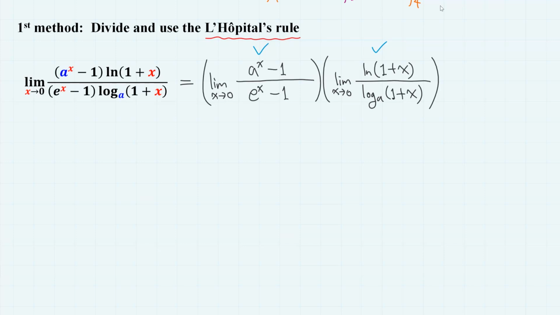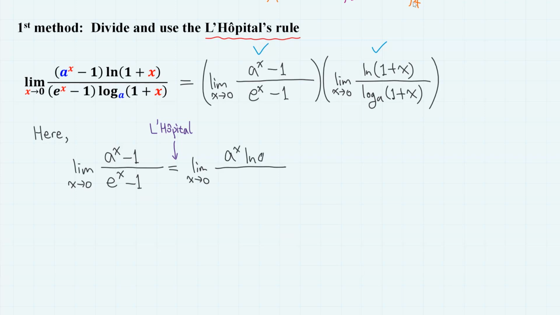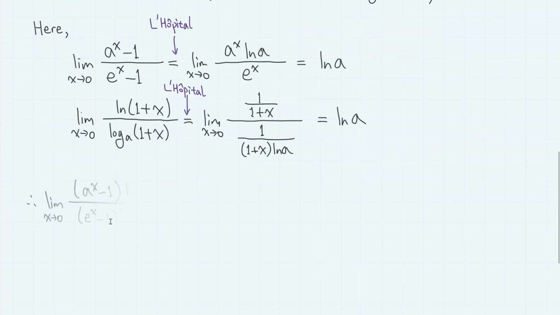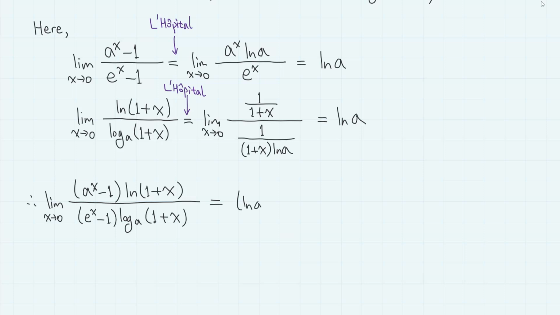The limits on the right hand side now can be evaluated using the L'Hopital's rule. So the first limit of a to the power of x minus 1 divided by e to the power of x minus 1 is equal to the limit of a to the power of x ln a divided by e to the power of x by L'Hopital's rule, which simply gives ln a. And the second limit, the limit of ln 1 plus x divided by log base a of 1 plus x is equal to the limit of 1 over 1 plus x divided by 1 over 1 plus x ln a, which gives ln a. Therefore, this limit is ln a times ln a, which is equal to ln a squared.